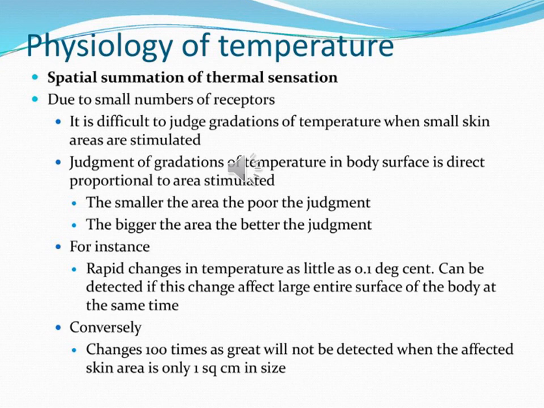For instance, rapid changes in temperature of as little as 0.01 degrees Celsius can be detected if the change affects larger areas of the body at the same time. And conversely, changes 100 times as great will not be detected if the affected area of the skin is small, meaning about 1 square centimeter in size.